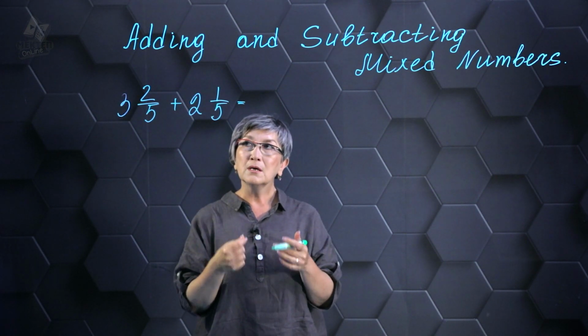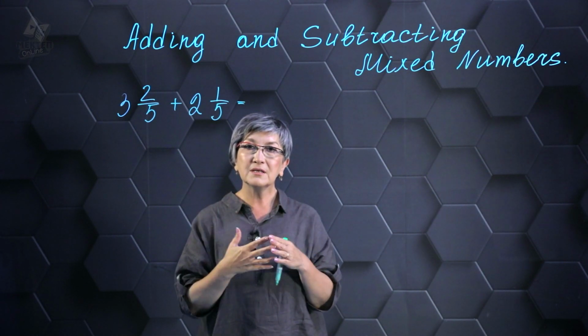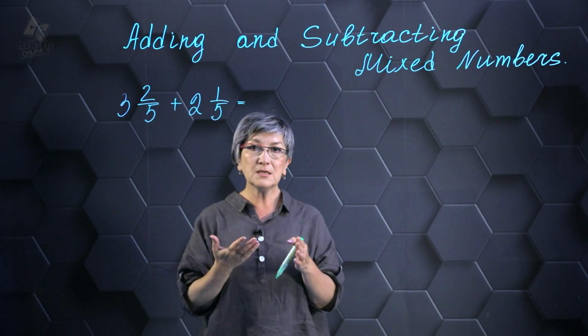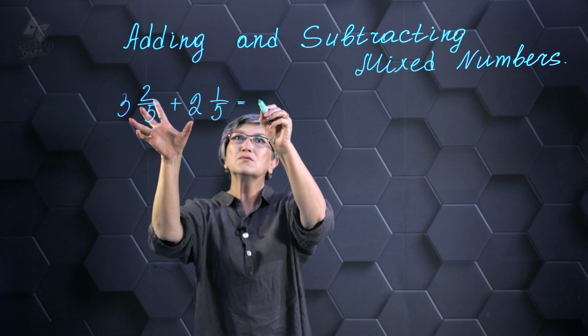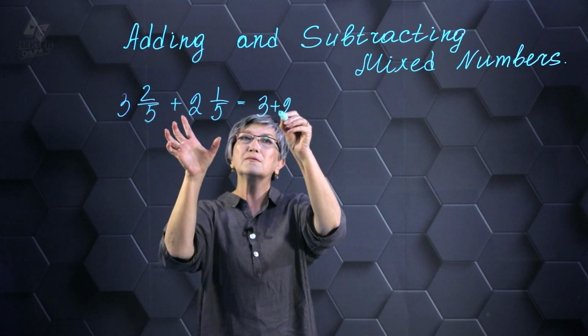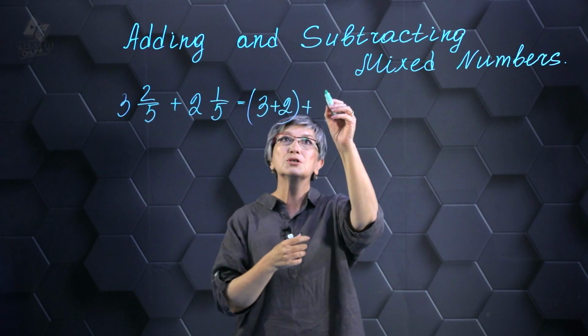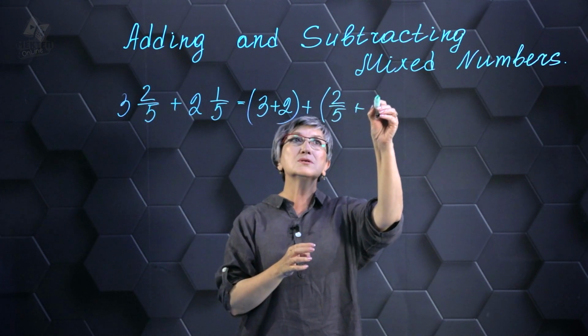What can we do? First of all, just like when adding and subtracting regular fractions, we need to examine the denominators of the fractions. Since our denominators are equal, I add the whole parts separately, which are 3 and 2, and then add the fractional parts, namely 2/5 and 1/5 respectively. This allows me to find the sum of the fractions accurately.